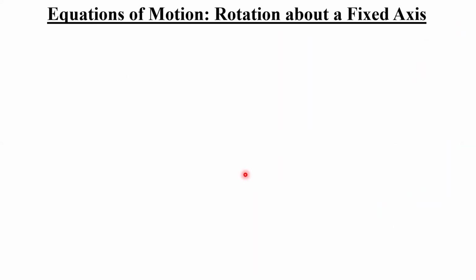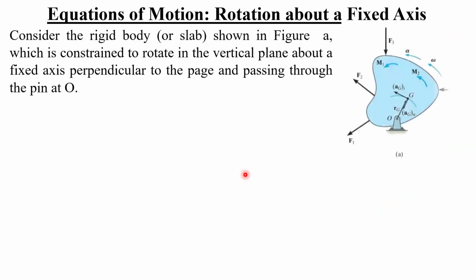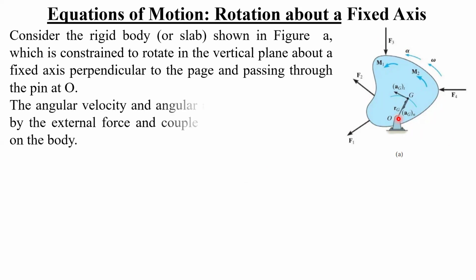Equation of motion: rotation about a fixed axis. Consider the body shown in figure A, which is constrained to rotate in a vertical plane about a fixed axis perpendicular to the page and passing through point O. So it's rotating like this. Instead of being hinged at the center, it is pinned or hinged at a point O, away from the mass center.